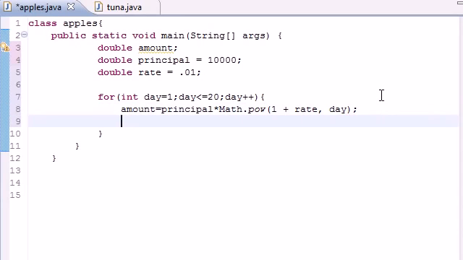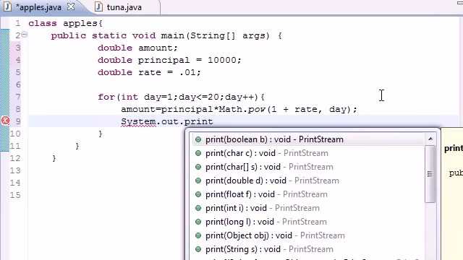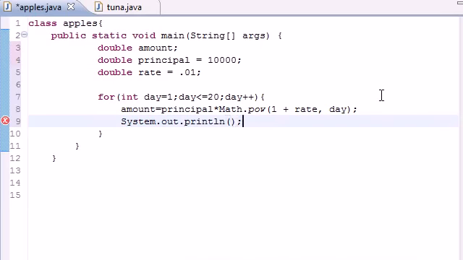Now all we have to do is print this out on the screen. System.out.println, and let's print year, actually day. Whenever you use compound interest you usually use year, but no one really uses day unless you're looking at YouTube subscribers, so that's why I keep typing year. Plus, add a couple spaces, amount. There you go. Let's go ahead and run this, and I'll show you what it does.